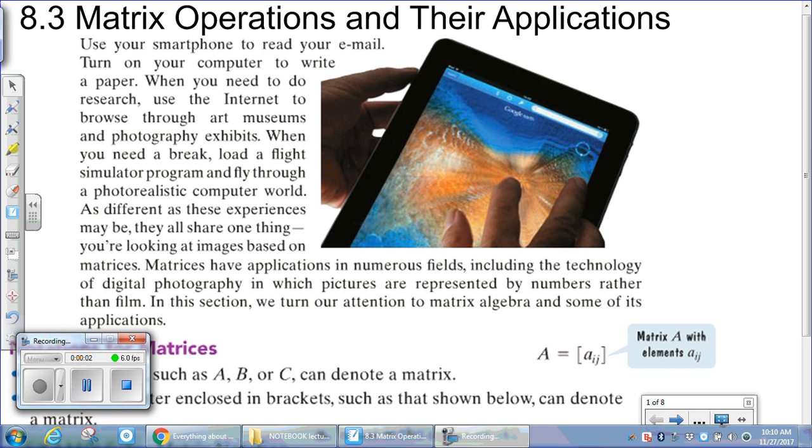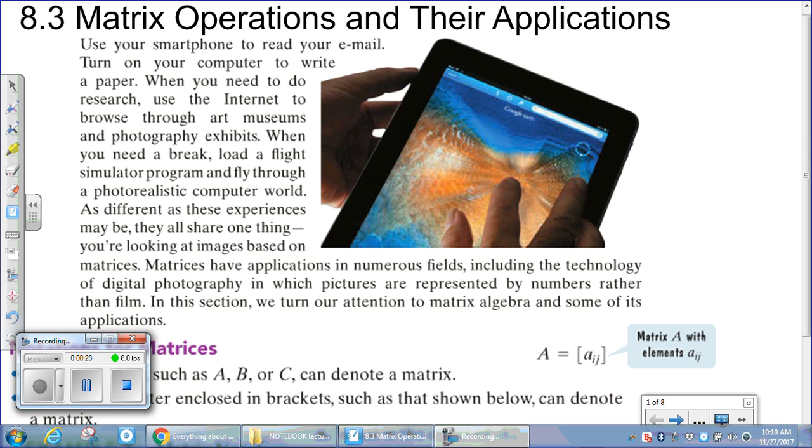This video will cover section 8.3, matrix operations and their applications. We just got done reading the introduction, which talks about certain places where you can find matrices, such as a computer or any digital device.